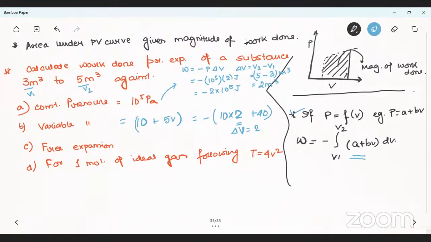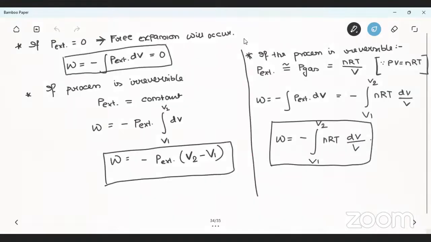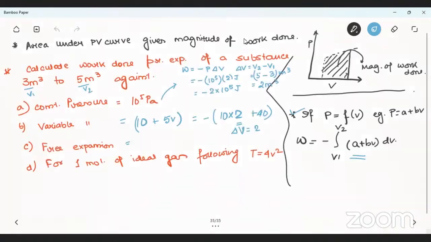For free expansion, what is there? Free expansion. The answer will be 0. These are the types of questions from work done that you can expect in your NEET. As simple as that. Just remember the graph, remember the conclusions, and accordingly try solving your questions.